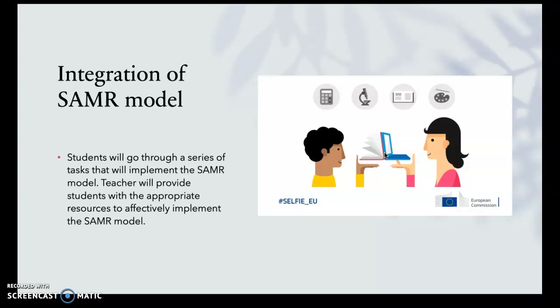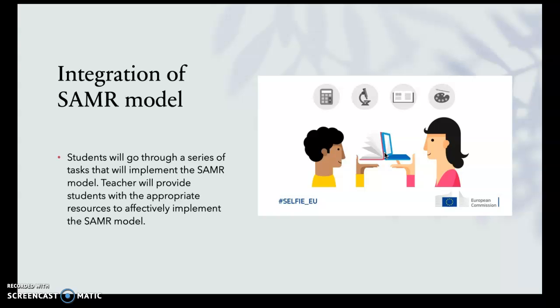And now, as I think about a project in which students can integrate one of these models, I think about the SAMR model, where students will go through a series of tasks and will implement this model, and the teachers will provide the students with an appropriate resource to effectively implement this model. So one that comes up in math is, like I said previously, where we substitute these calculations and use these online calculators or online graphing calculators.